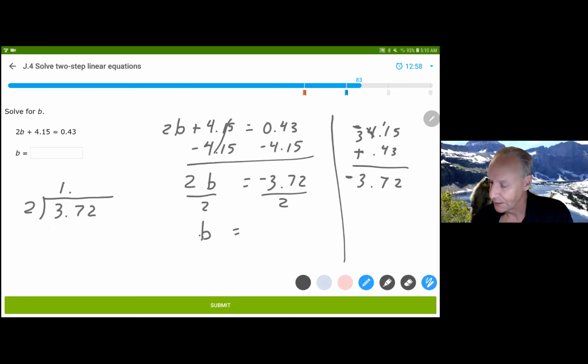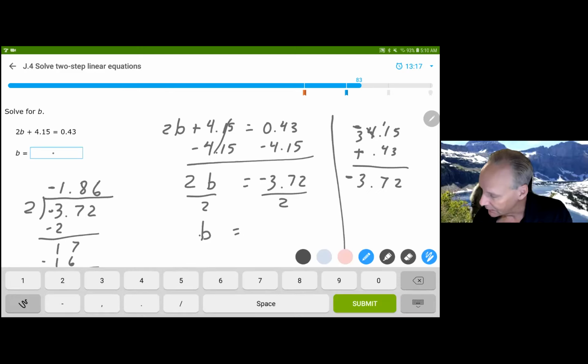So subtract 2, we have 17, and 2 goes into 17 8 times, and we have 12 left, and that goes in 6 times. And remember that this is a negative number, so my answer is also negative. This is negative 1.86.